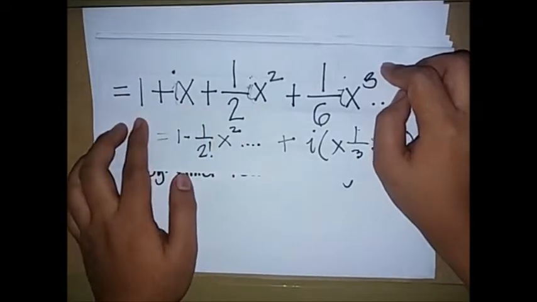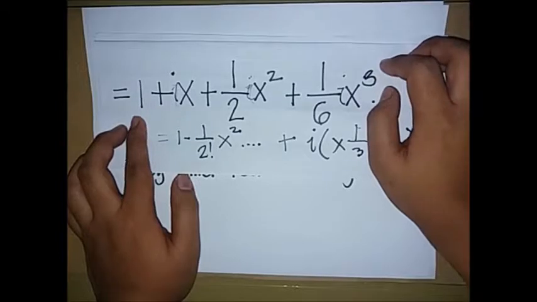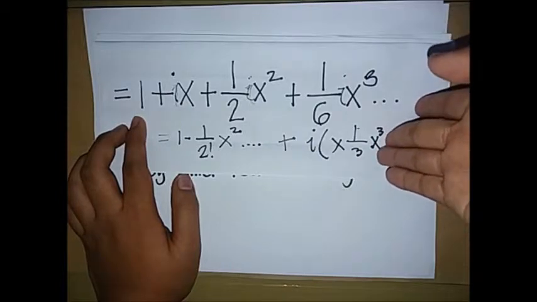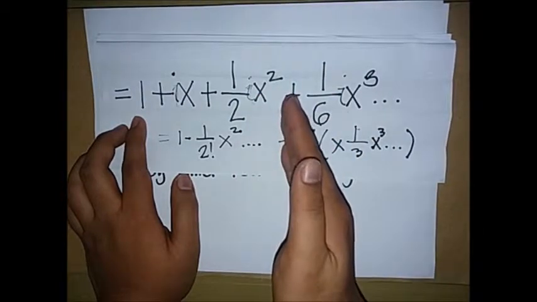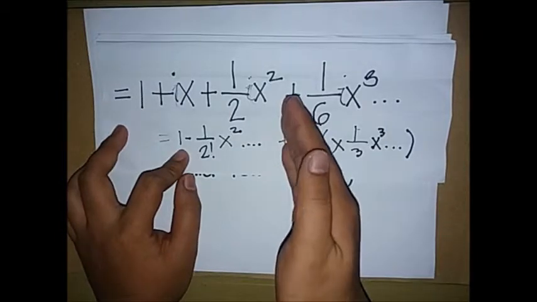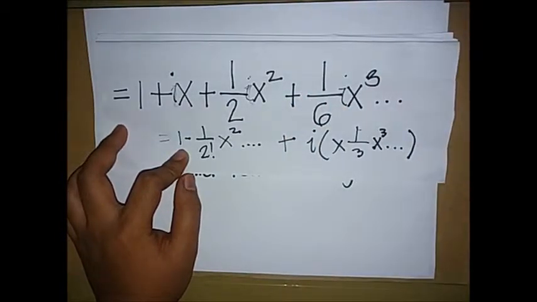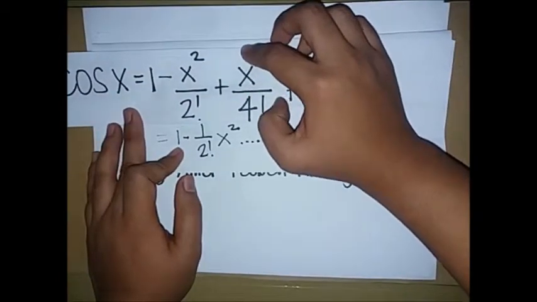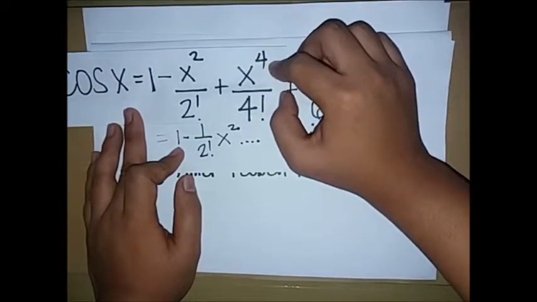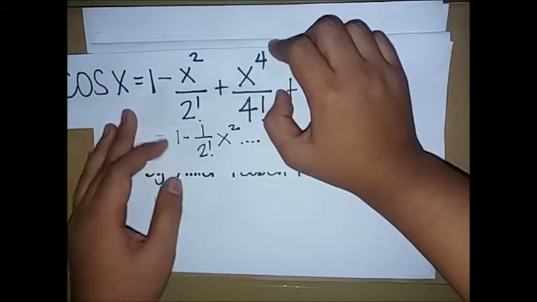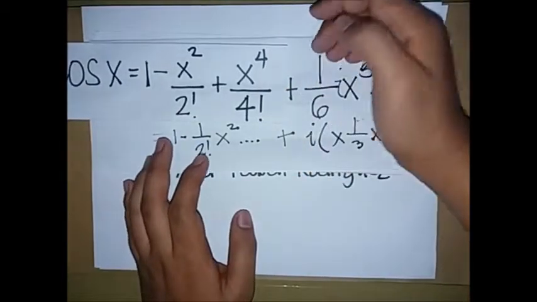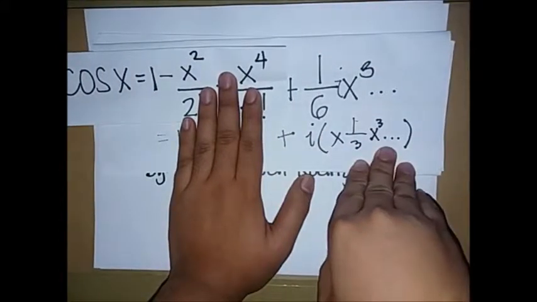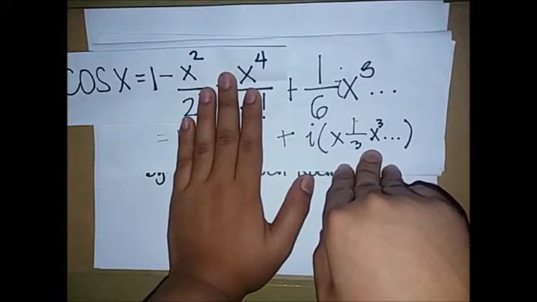And if we notice, and we separate the real parts and the imaginary parts, that will result in this expression. We can notice that this expression is equal to cosine x, which is equivalent to this: 1 minus x squared over 2 factorial plus x raised to 4 over 4 factorial, and so on. And if we proceed with the imaginary part, we will have this expression, and this expression represents the sine x.